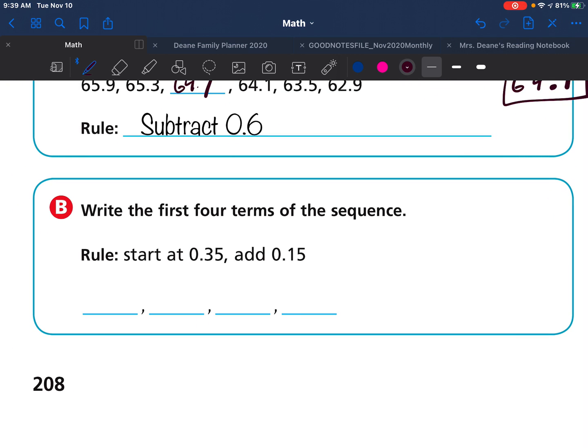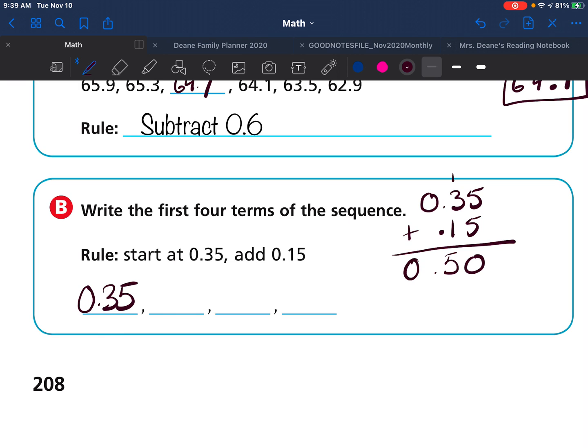Okay, let's look at the next one. This time it gives us the rule, but we have to do the sequence. But it does tell us what to start with. So our first number we already know is 35/100ths. And we know that it's increasing by 15/100ths. So all we have to do is take our starting number and add 15/100ths to it. 5 and 5 is 10. 3 plus 1 is 4, plus 1 is 5. So our next term is 50/100ths.